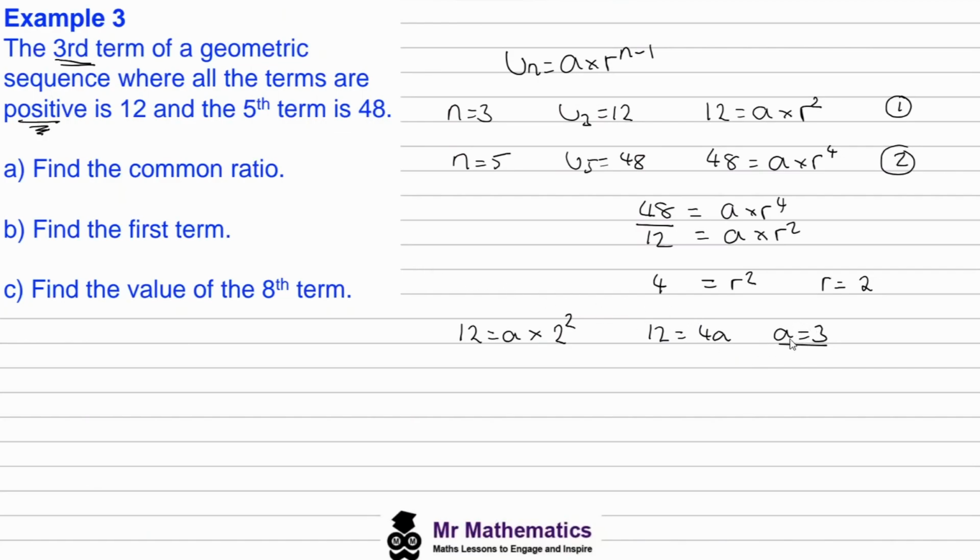So now we've got the 1st term, we've got our common ratio, we can work out the 8th term because U8 will be equal to A times our R to the 8 take away 1, to the 7, and this gives us 384. So this would be the value of the 8th term in this geometric sequence. Okay, let's try one more example.